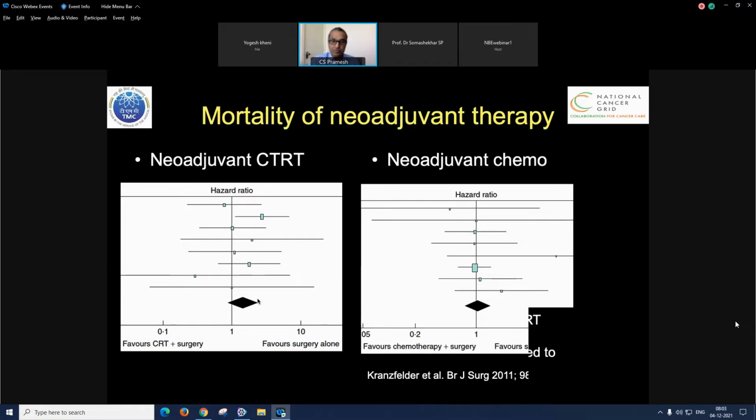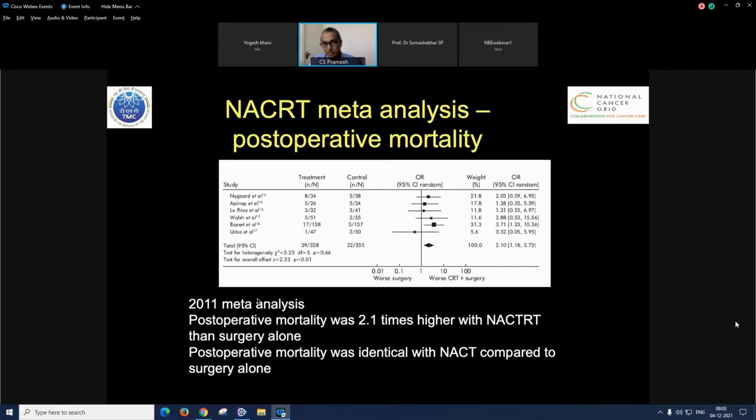And even in the 2011 Australasian meta-analysis, what you can see here is that the post-operative mortality was significantly higher, 2.1 times higher with neoadjuvant chemoradiation followed by surgery, whereas the post-operative mortality with neoadjuvant chemo followed by surgery was identical. This seems to hint that the improved outcomes that you get with neoadjuvant chemoradiation come at a cost of a slightly higher perioperative mortality.